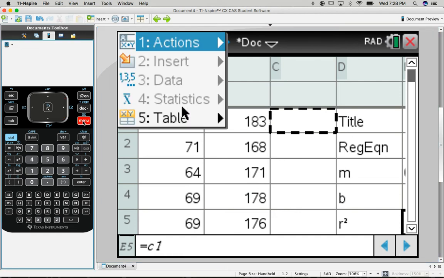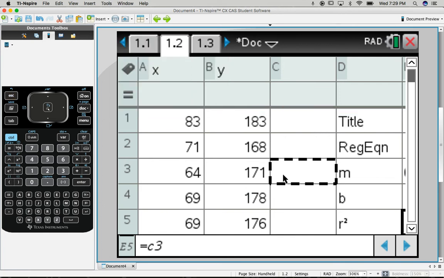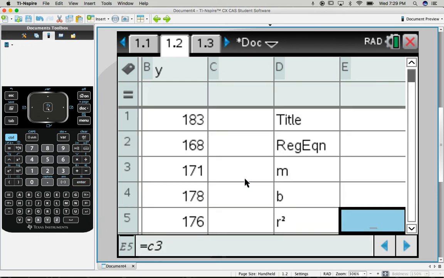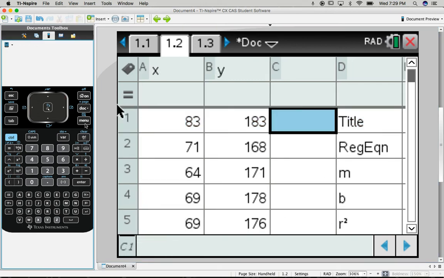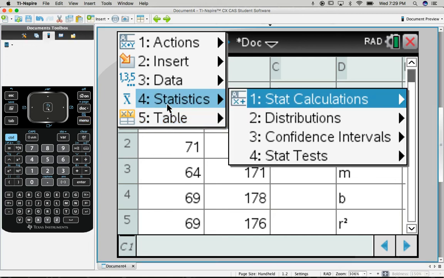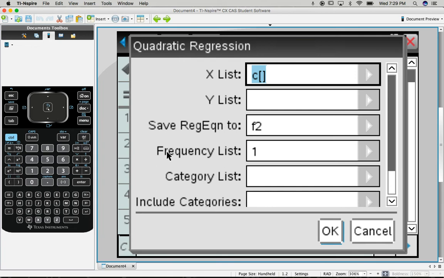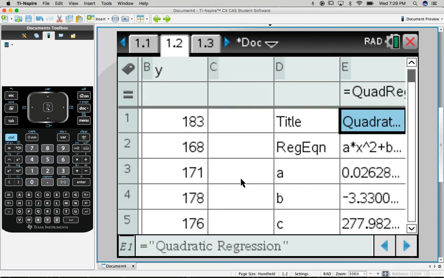We're going to press Menu, Table. Whoops. Let me do something real quick. Okay, right here. So again, this is the third column, first row. We're going to do Menu, Statistics, Stat Calculations. And this time, what if it's a regression that is quadratic? So let's do the quadratic. Let's put X for our input, Y for our output. Press OK. It will overwrite the data that you had from that line.